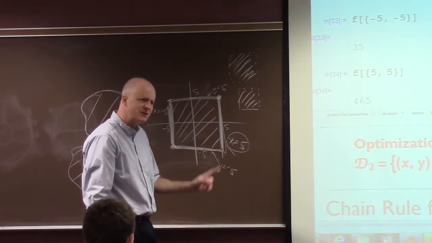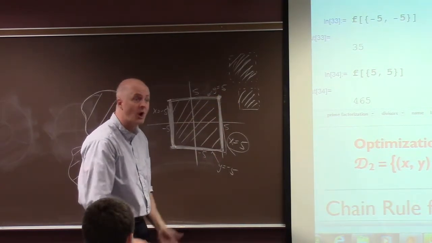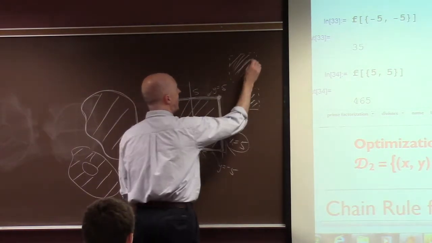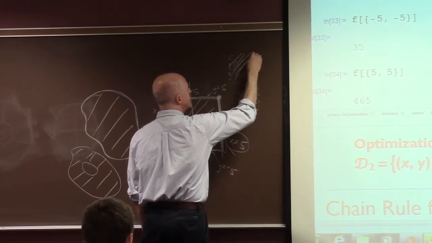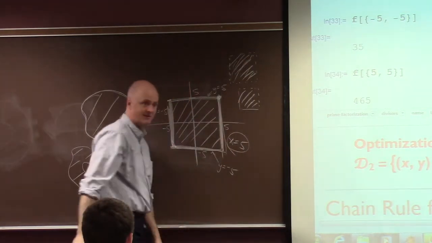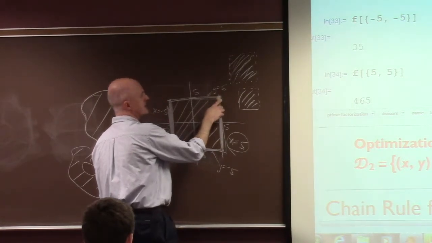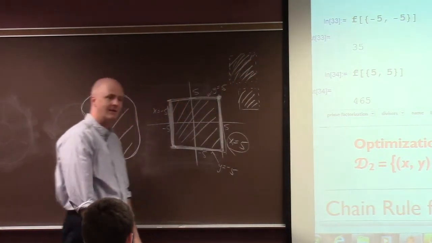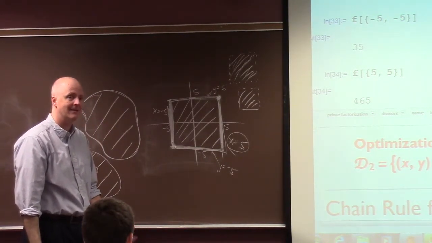Seems a little strange. Wouldn't you say the global max and min are still 35 and 465? No, because the function never gets there. Since the boundary is not part of the set, it's not part of the domain, you can't consider the corners. The function does equal 465 up at this corner, but you can never reach that if you stay in this domain. You can get arbitrarily close to it, but you'll never attain it.